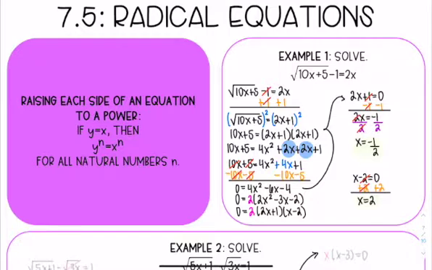You always want to make sure that you check your answer to make sure that it makes sense in the original equation. If you check both of these, they both end up working perfectly. So negative 1/2 and 2 are the solutions to our equation. Let's go ahead and try another one.